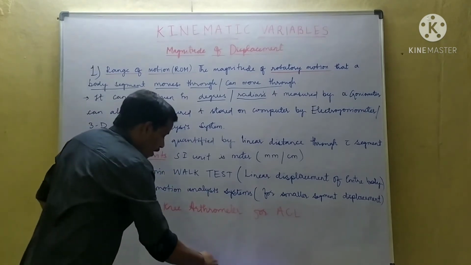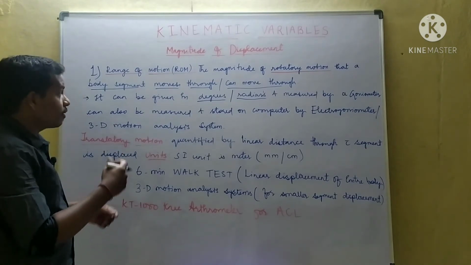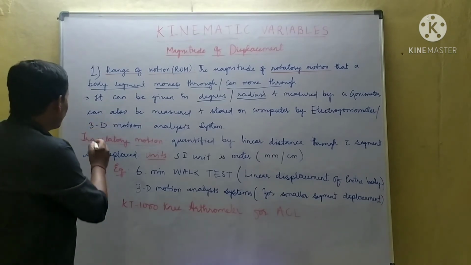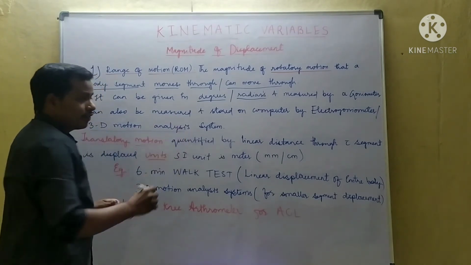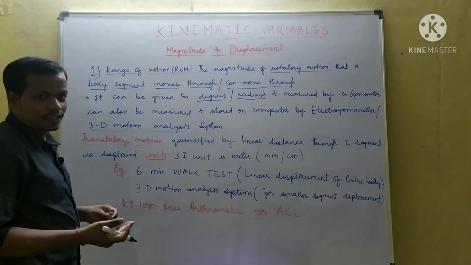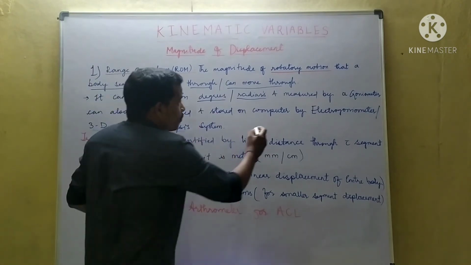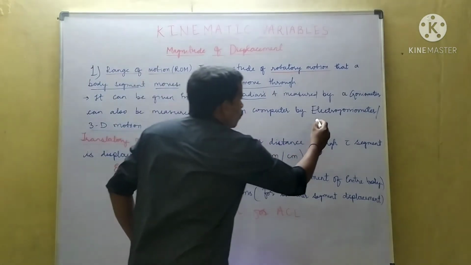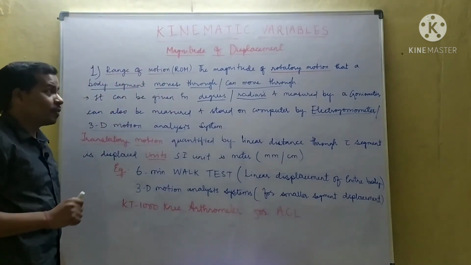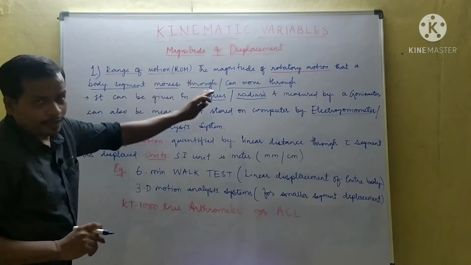What are the other methods by which we can measure the magnitude of the rotatory motion? We can also measure by 3D motion analysis, which is mostly used for research purposes, guys. It can also be measured and stored by a computer with an electrogoniometer. Electrogoniometers are also available, which can measure the magnitude of the rotatory motion. This is all about the rotatory motion.